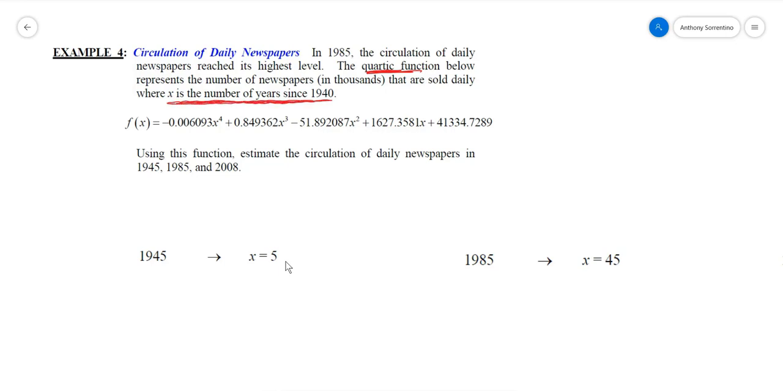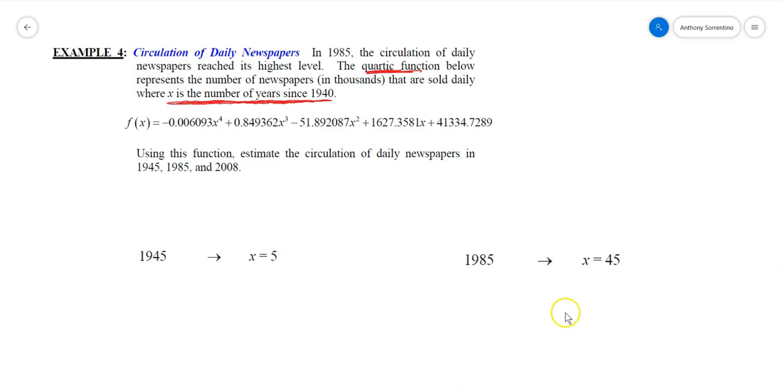That means if I'm given a date, I need to take away 1940 from it to get the value of x I actually use for the formula. Using this function, estimate the circulation of daily newspapers in 1945, 1985, and 2008. So you see here, you are given what 1945 equates to. That means x equals 5.